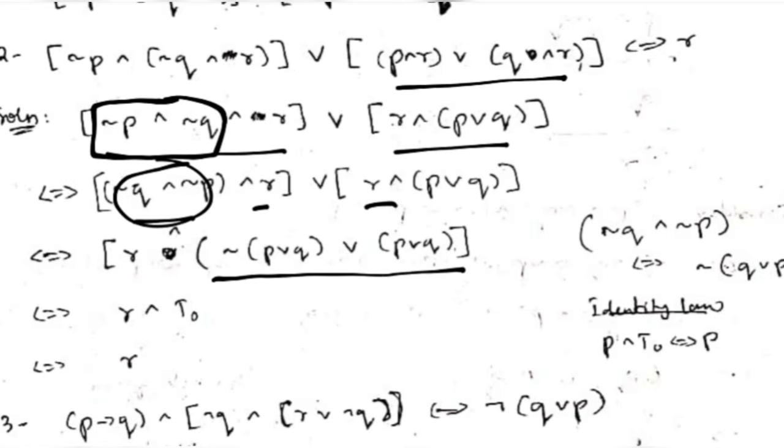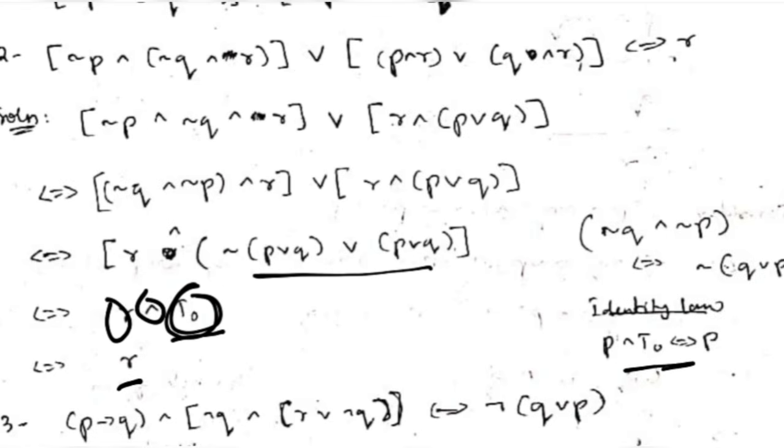Applying De Morgan's law we will get this one, and this is same as this one here, and by taking r as common and in between an or gate, we will get this equation. And by using identity law, we can write it as true value. So r and true value is nothing but r according to identity law.